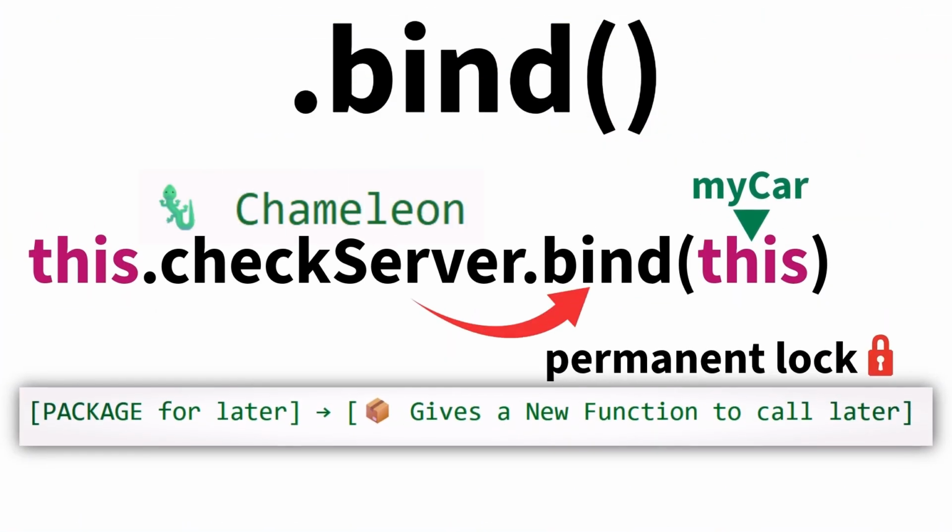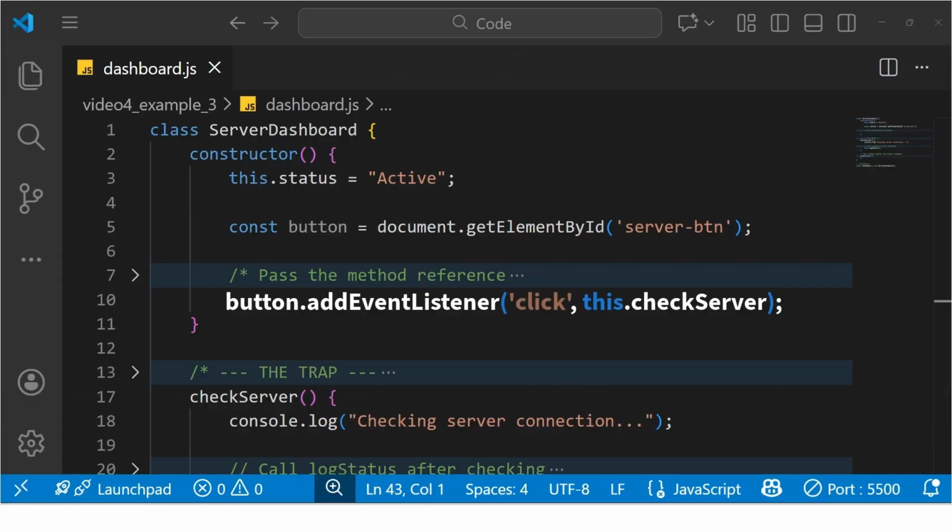First, the classic way: use our tool from video 3, .bind. We do this inside the constructor. We override the method with a new version that is super glued to the current instance. It works, but it's a lot of boilerplate code if you have many buttons.